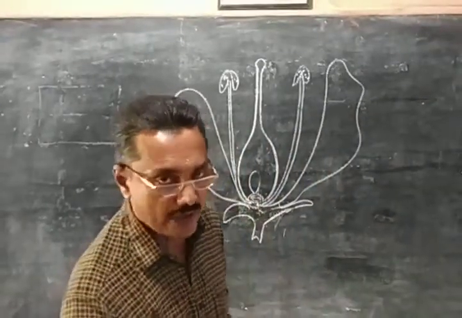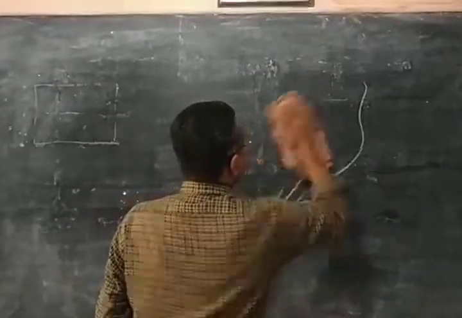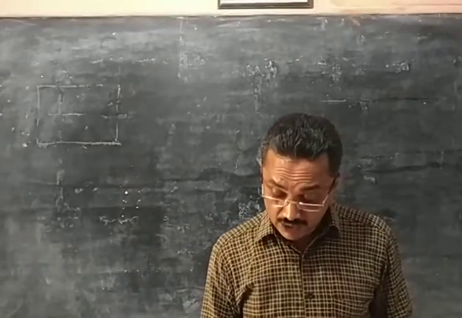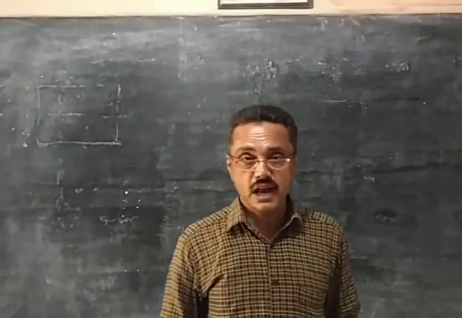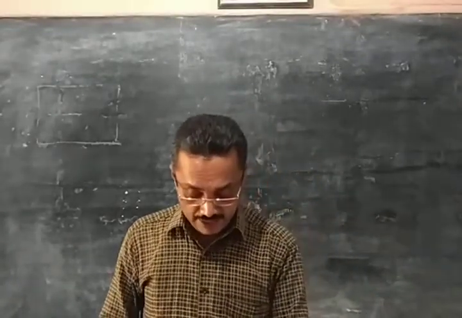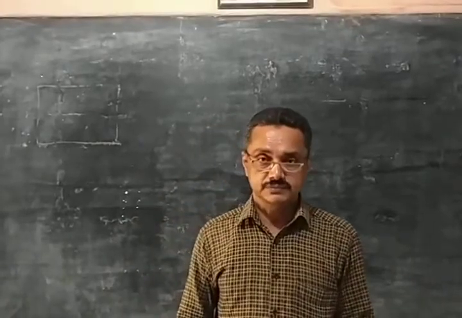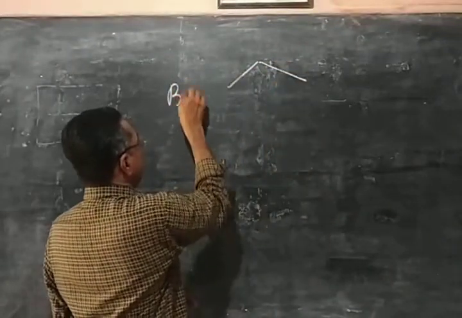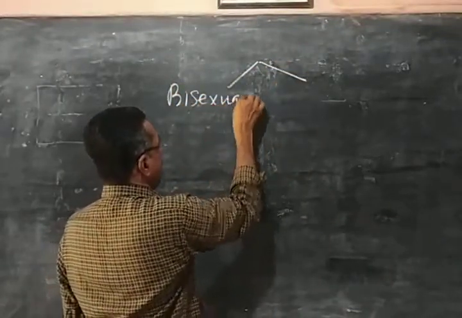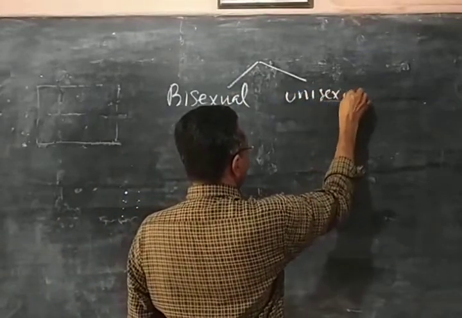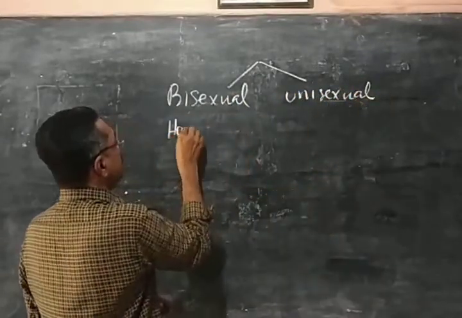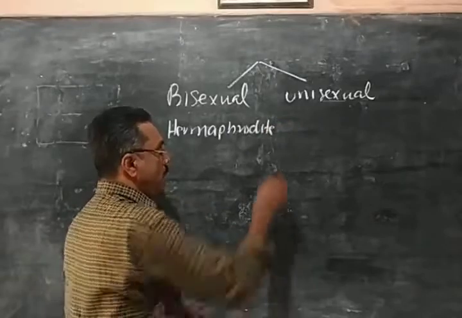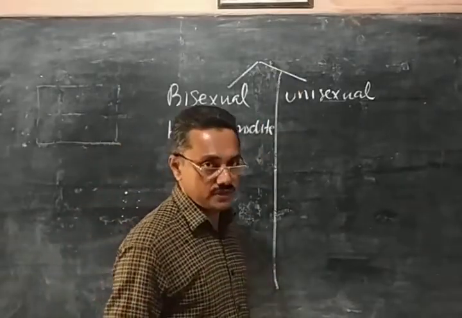And something related to flower again: flower carpels may be free or joined, apocarpous and syncarpous condition, which is already explained. Then there are 2 types of flowers: bisexual and unisexual. Bisexual flowers are otherwise called hermaphrodite, as you know in the case of animals. Hermaphrodite or bisexual, and unisexual flowers.